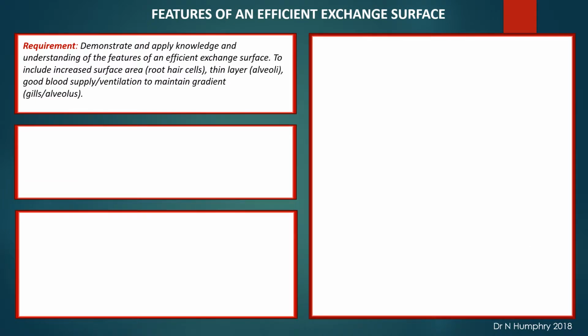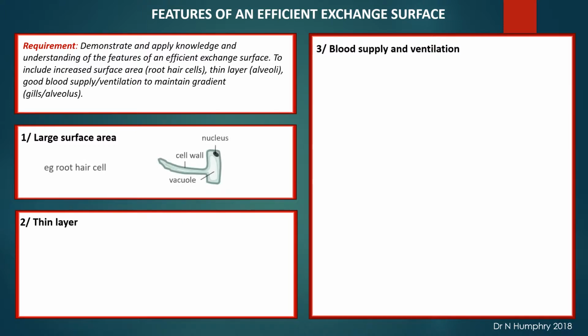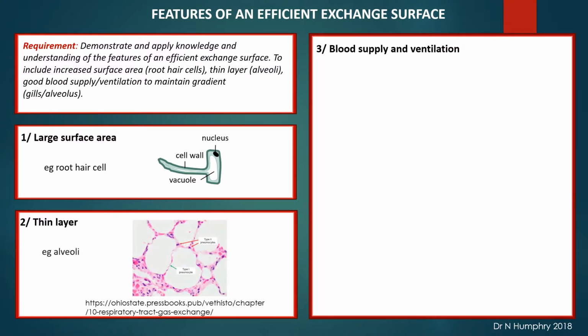The main features of an efficient exchange surface are large surface area, thin exchange surface, and good blood supply and ventilation. A large surface area is often achieved by folding or extending membranes, for example the root hair cell. The larger the exchange surface area, the more molecules can be exchanged at one time. A thin surface reduces the diffusion distance for the molecule, and therefore it increases the speed of exchange. An efficient exchange surface may be just one cell thick, as seen in alveoli of the lung.